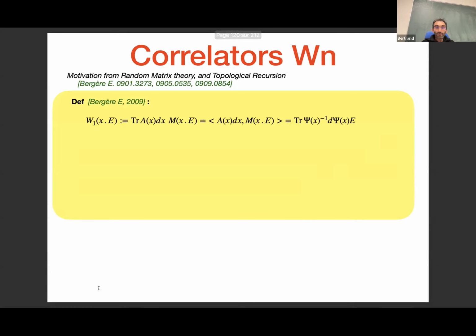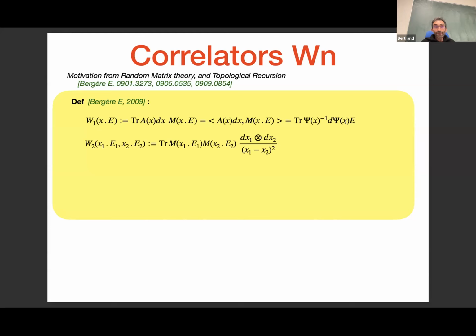So let's define first W1. W1 is the trace of A times M. You can write it in a more intrinsic way as the scalar product of A dx times M, or you can also, using the cyclicity of the trace, write it in this way, in which you see here there is the Maurer-Cartan differential form. So this is the definition of W1.